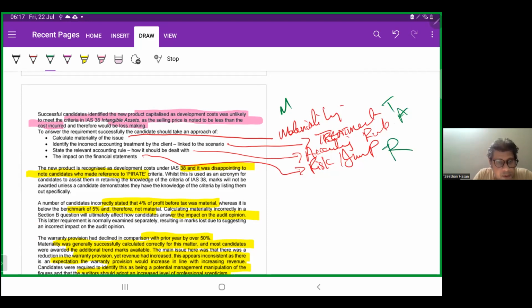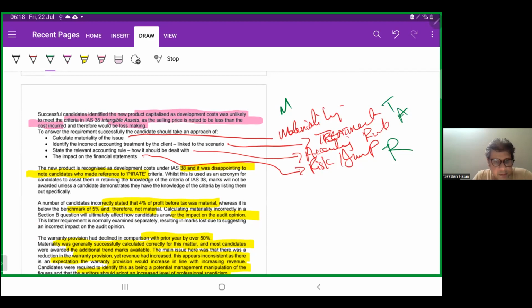Say the new product is recognized as development cost under IAS 38. It was disappointing to note candidates who made no reference to the PIRATE criteria, which is used as an acronym for candidates to assist them in retaining the knowledge. A number of candidates incorrectly stated 4% of profit before tax was material, where it is below the benchmark of 5% and therefore not material. Calculating materiality incorrectly in a Section B question will ultimately affect how candidates answer the impact on the audit opinion.